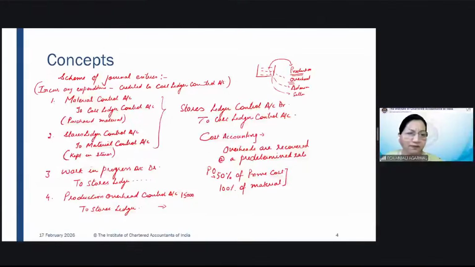Now the material is moving for production. The material is being used as production overhead. It can also be used as administration overheads. It can also be used as selling and distribution overheads. The next important thing is this material may also be returned to the vendor. So if the material is returned to the vendor, this entry is reversed.